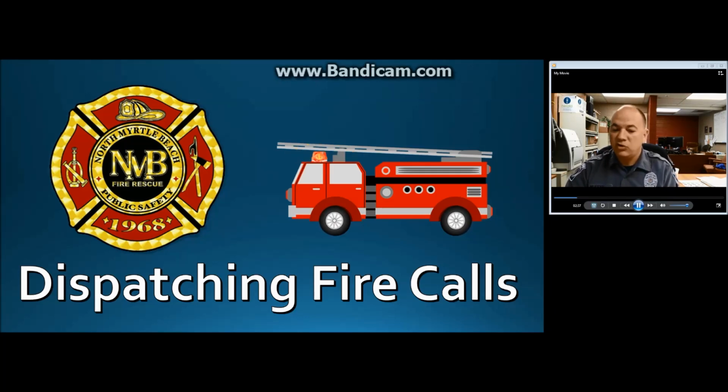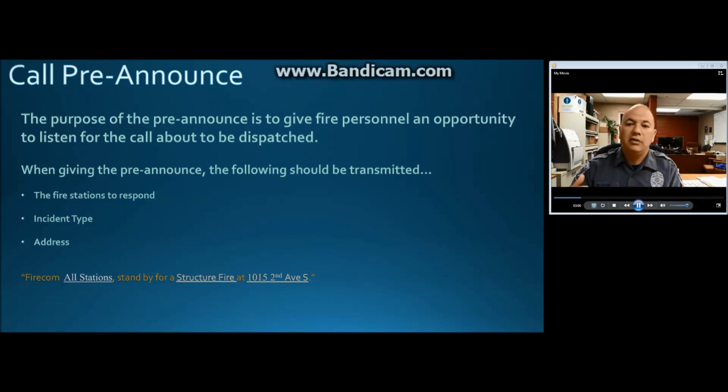And so the three things that we want to make sure that we do, the three objectives that we need to make sure are met for each and every fire call, are the call pre-announce, the tones themselves, and of course dispatching that call to get those guys the information that they need as they go there. And so when we talk about a pre-announce, the reason that we have a pre-announce is that it gives the fire personnel a heads up. It gives them an opportunity to listen for the call that's about to be dispatched, much like a tone would. But this is a way that we can give them something to listen to, some information that they can go ahead and start getting in their head about what's going to be going on when they get to the scene.